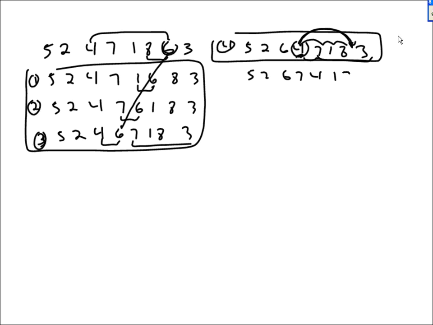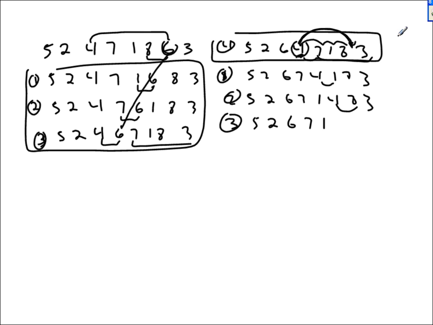7, 4, 1, 8, 3. I'm going to call that 1. The 4 going back, that's the first one. Then I interchange the 4 into 1. 5, 2, 6, 7, 1, 4, 8, 3. That's the second move for the 4 going back. And then I switch the 4 into 8. And I get 5, 2, 6, 7, 1, 8, 4, 3. So in the end, I switch the 8 into 4.